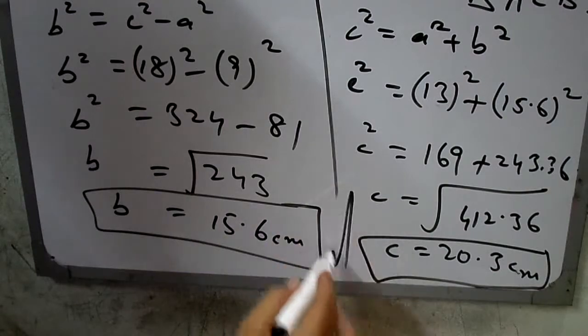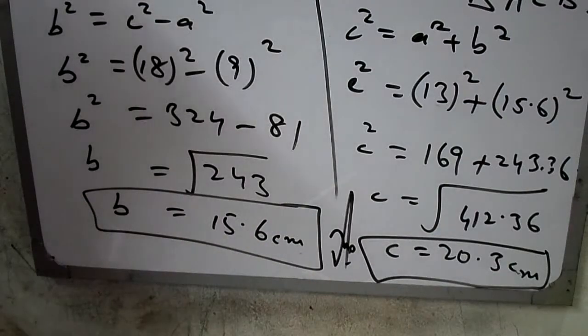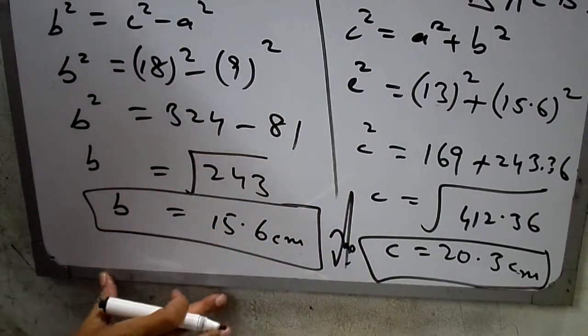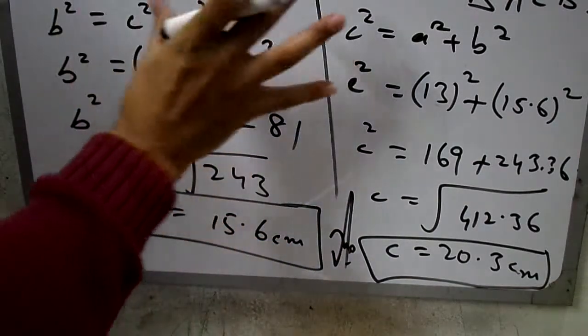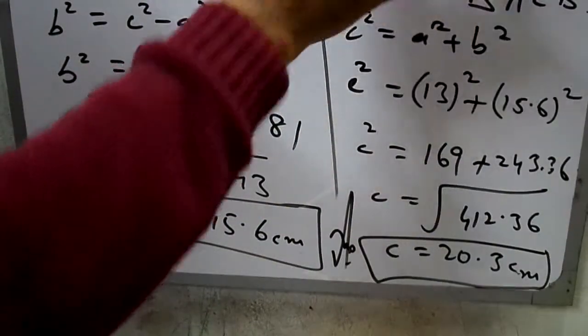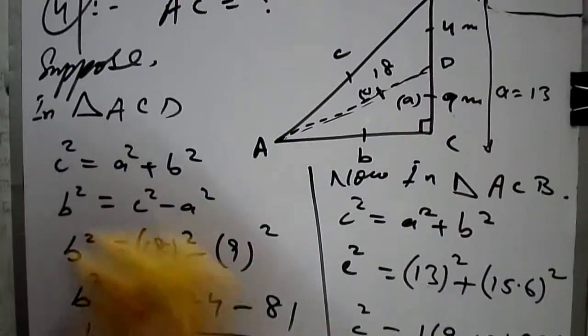Actually, you have to find the value of C, that is 20.3 centimeter. So in this way you can find the value of an unknown side with the help of another triangle which exists in the bigger triangle. So that is your question number 4. Now coming to question number 5.